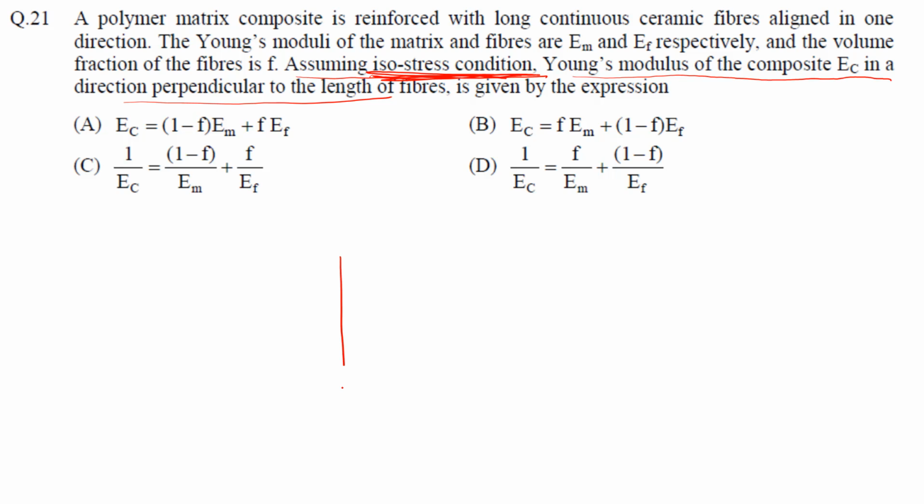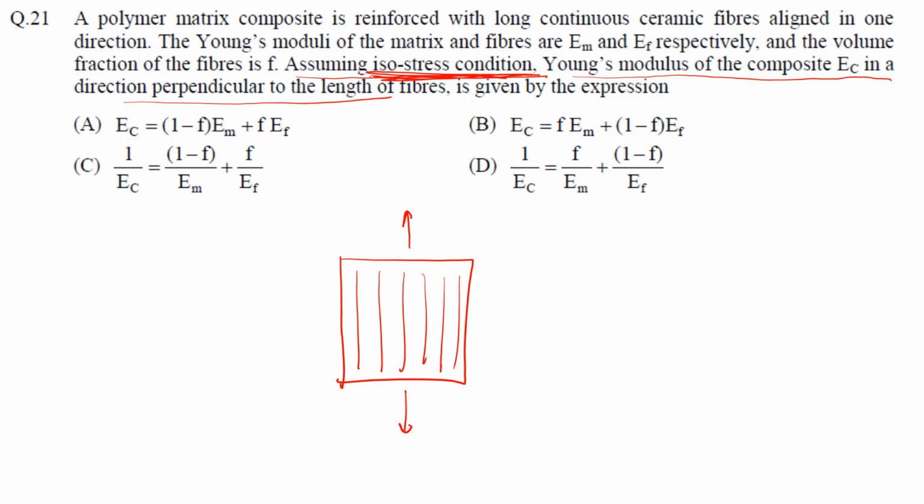fiber, right? Suppose this is your matrix and you have these fibers, and these are very long fibers, and if you apply a stress over here, then this is called your isostrain, which you know, right? But here you see, this is asking you about the isostress condition. So isostress condition will be applied in this perpendicular direction, okay. So this is isostress condition.